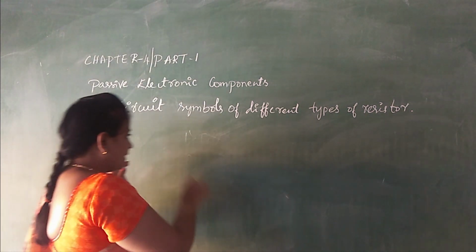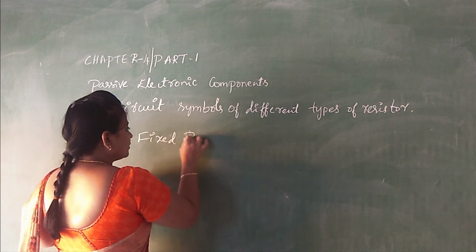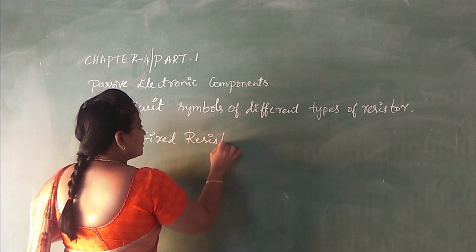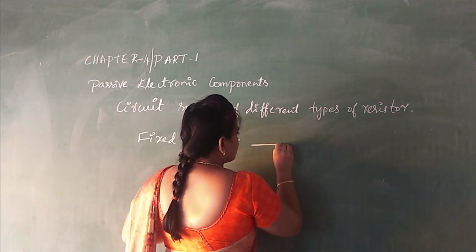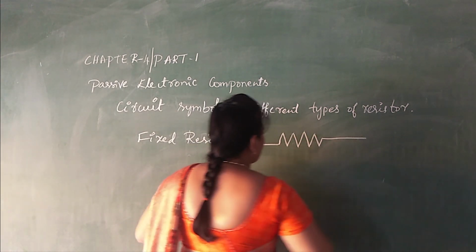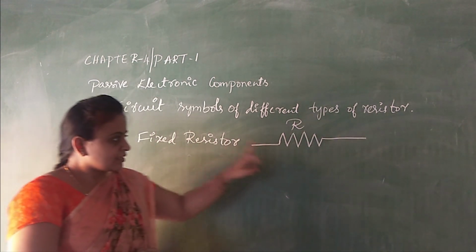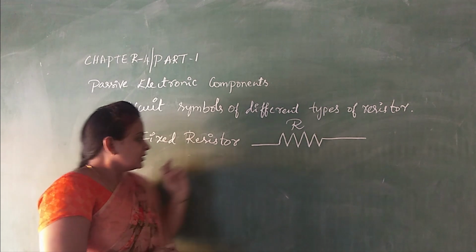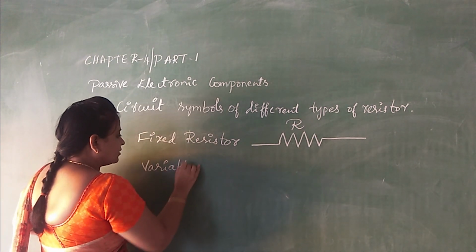So first one is fixed resistor. So we are going to write the symbol of fixed resistor. Now I am going to show. So this is the way we are going to write the symbol of fixed resistor. So this is fixed resistor. This is the symbol. Next we have variable resistor.